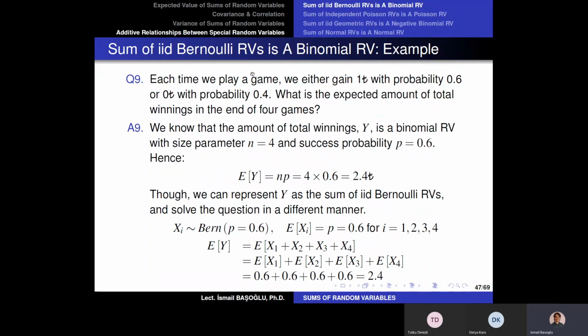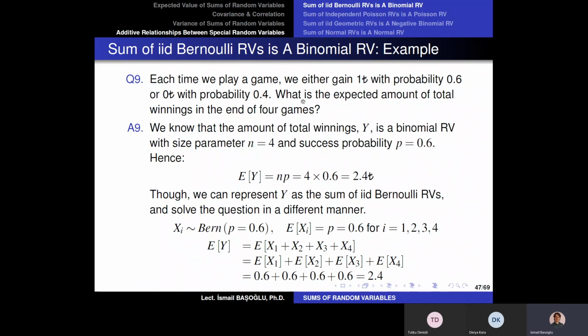How can the rounds of a game be dependent on each other? Every time they have the same success probability. And we have 4 Bernoulli random variables, x1, x2, x3, and x4. These Bernoulli random variables take the value 1 with probability 0.6, so the success probability is 0.6. And the expected value of each of these Bernoulli random variables is 0.6.